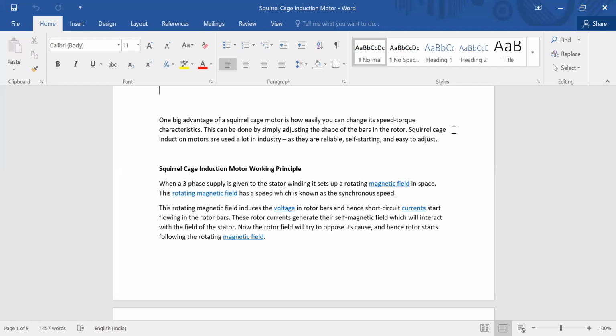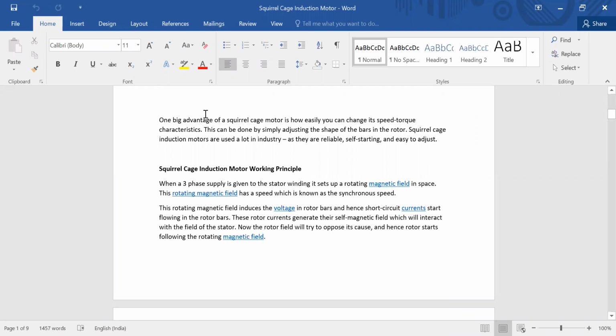So that is the synchronous speed. If somebody asks you, when we give a three-phase supply to the stator winding, it will produce a rotating magnetic field. The magnetic field will rotate in space, through 360 degrees. This rotating magnetic field has a speed which is known as the synchronous speed.